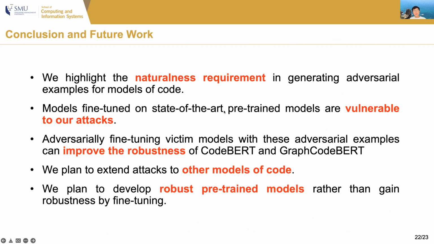Let's conclude the paper. In this paper, we highlight the naturalness requirements in attacking models of code. And we show that models fine-tuned on state-of-the-art pre-trained models are vulnerable to our attack. Adversarial fine-tuning victim models with these generated examples can improve the robustness of the CodeBERT and the GraphCodeBERT models. In the future, we plan to extend the attack to other models and transformations. We also plan to develop robust pre-trained models rather than gain robustness by fine-tuning again and again.